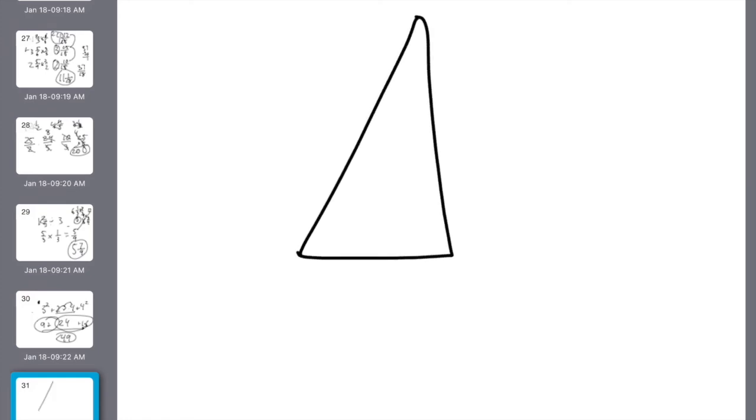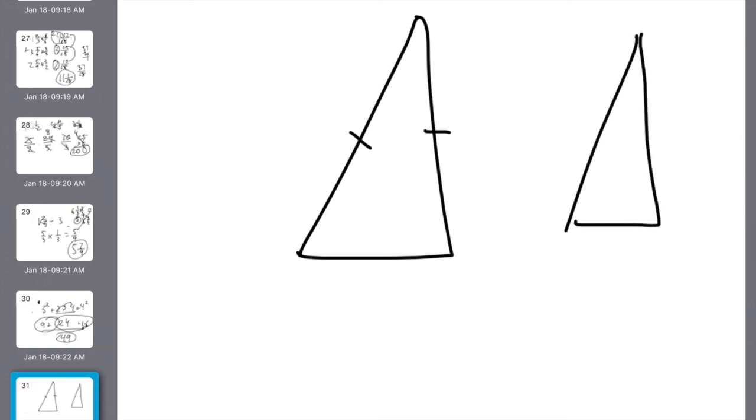28 says, draw an isosceles triangle that is not equilateral. All right, that's obvious that it's not equilateral. If I want to draw an isosceles triangle, guys, I put marks there. That little mark says the right side is the same as the left side. And so you're telling the teacher, I want to draw an isosceles triangle.